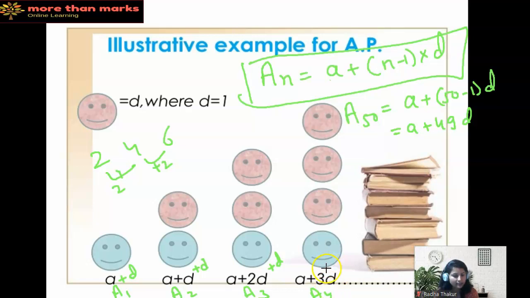N minus 1, that is 3D. Similarly 50 minus 1, that is 49. You just add 49 multiplied by D to the first term, then you get the 50th term of the series.